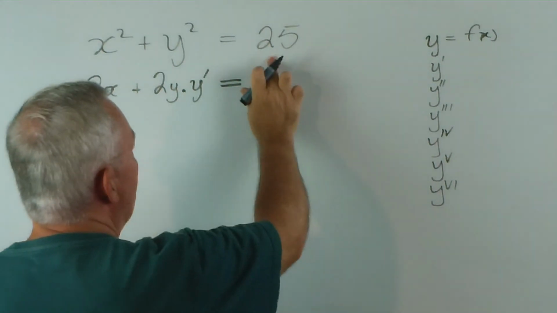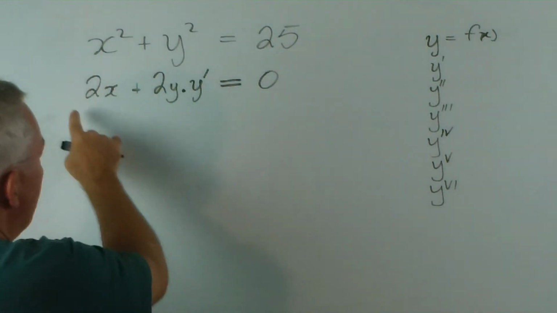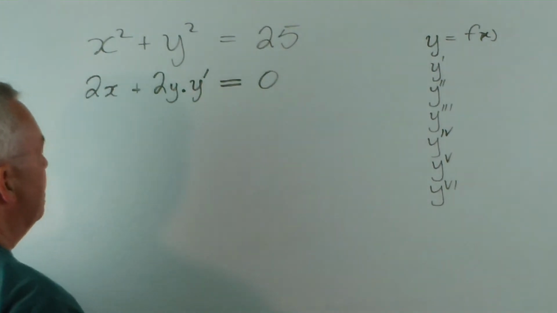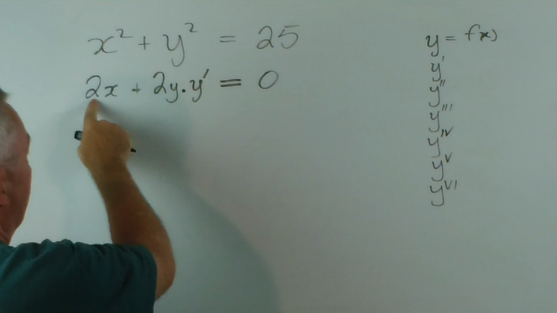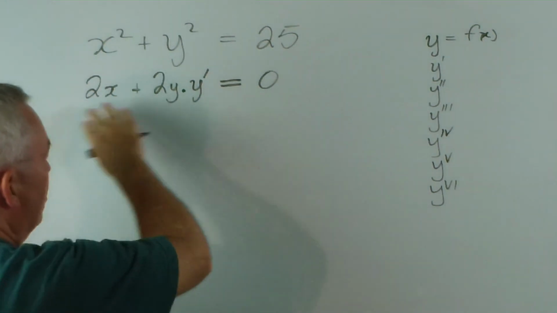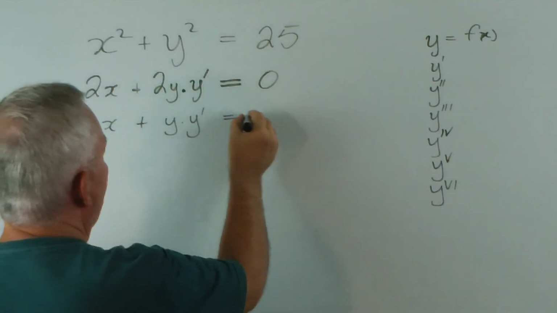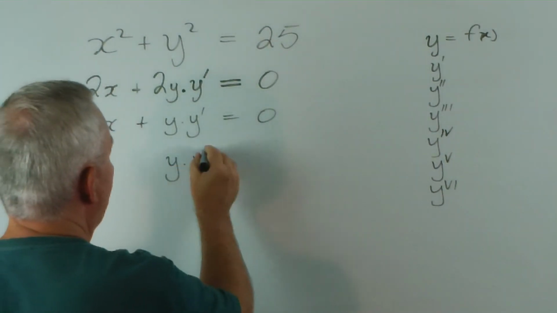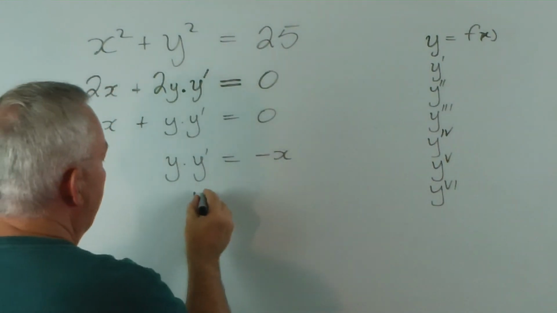Let's keep going. The derivative of 25 with respect to x is 0. So now we have an equation that has a y dash in it. And we want y dash left on this side. Now the first thing I notice is we have a coefficient of 2 in common, so we'll divide everything by 2. I'll move the x onto the other side. And I'll divide by y.